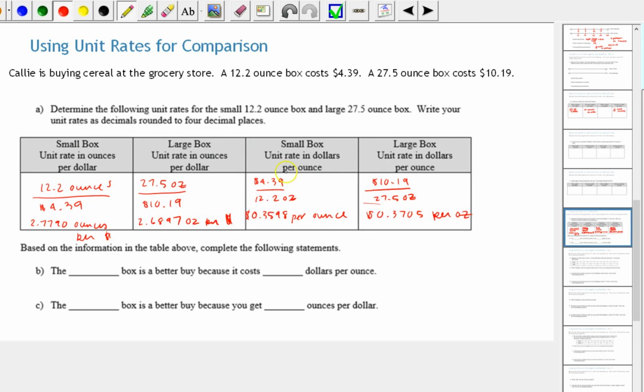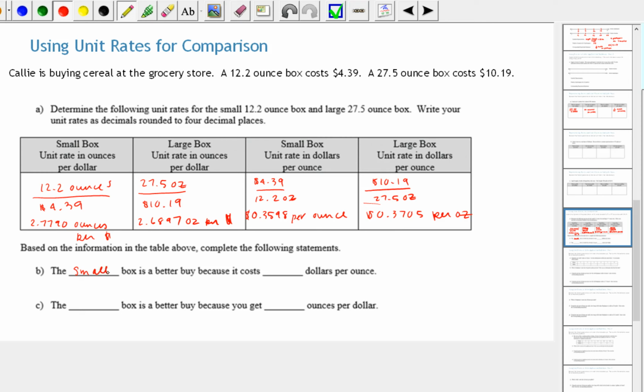Here are the original ratios that you want them to set up, and then we found the unit rates. And notice we found these in two ways because they could find it either way, but then they have to interpret it. So do they think small is better or is large better? And of course it depends on what type of rate you have. Looking at ounces per dollar, we want them to see it's better to get more ounces per dollar. So the small box is better.